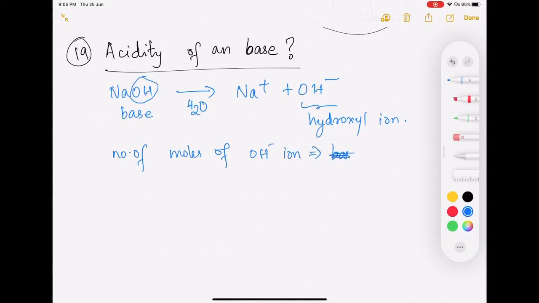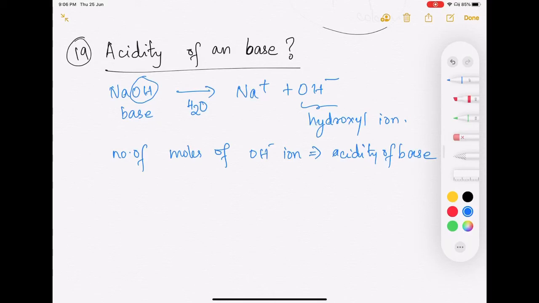So number of moles of hydroxyl ion, OH minus ion produced, that is known as your, sorry, not basicity, it is acidity. Acidity of base. Right? So acidity of a base can be defined as the number of moles of hydroxyl ion produced when 1 mole of the base is undergoing reaction with water, that is hydrolysis reaction.